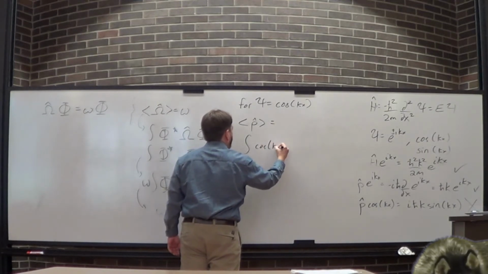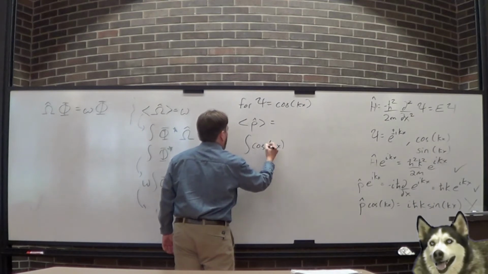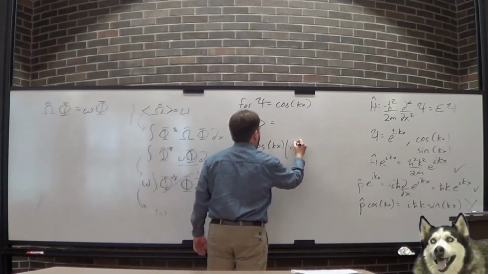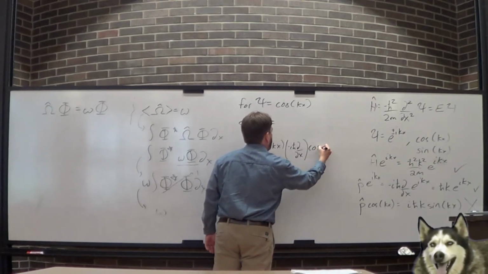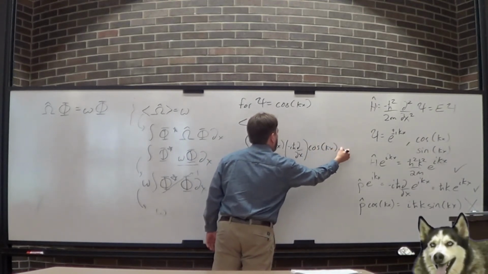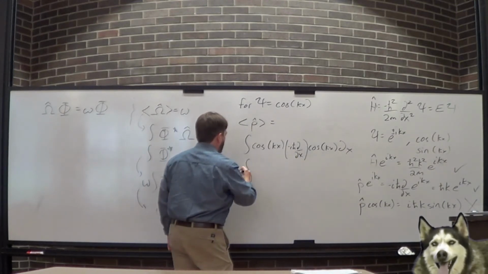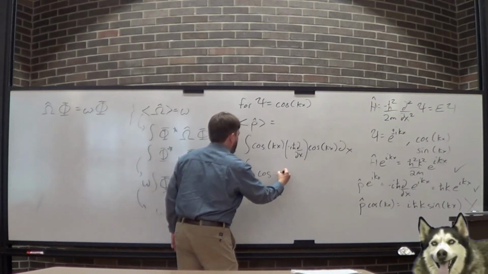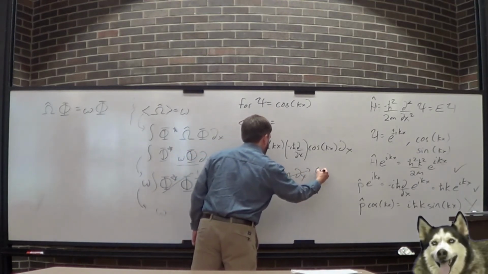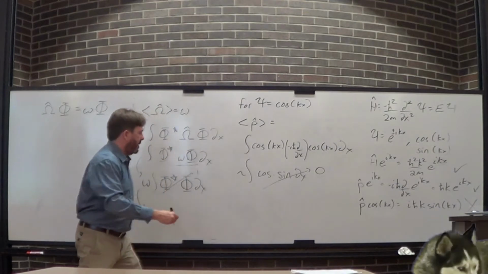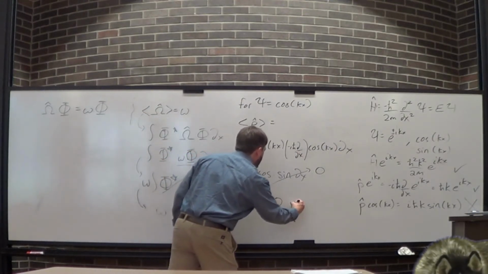cosine kx, the complex conjugate of cosine is still cosine. Then you get the operator minus i h bar d/dx of cosine kx. And then this ends up being cos times sine, which just goes to 0. So the average momentum is 0 if the wave function is a cosine, which is correct.